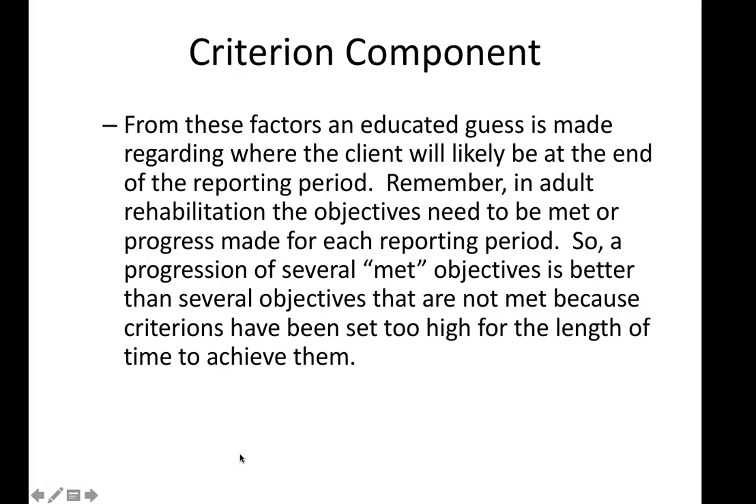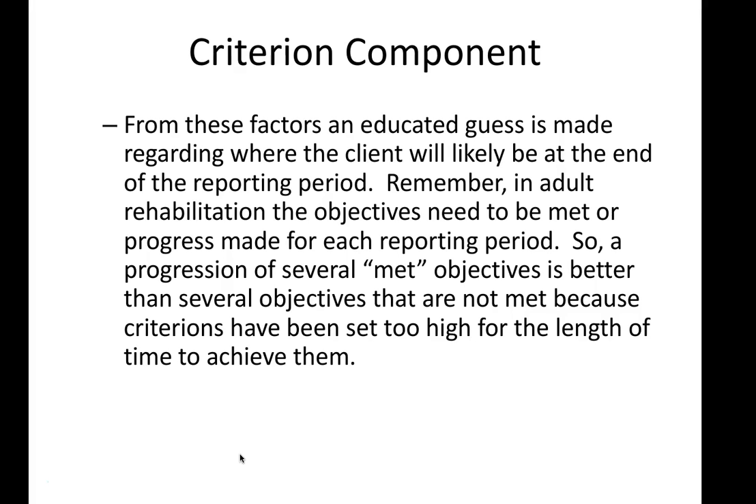From these factors, you're going to make an educated guess regarding where the patient will likely be at the end of the reporting period. Remember that in adult rehabilitation, the objectives need to be met within the progress period. So you're being told when you're going to have to report back on this. For Medicare, it's often 60 or 90 days, for example. But for other insurers, it might be a different time period. So you would like to come to the payer and say the objective was met. So set the criterion so the person can meet it within the time period.